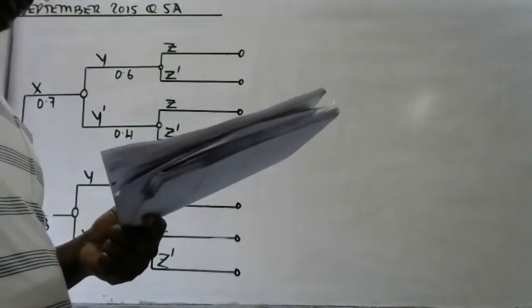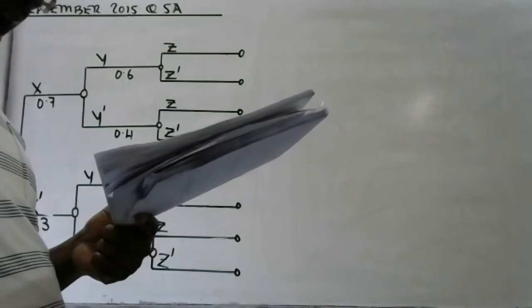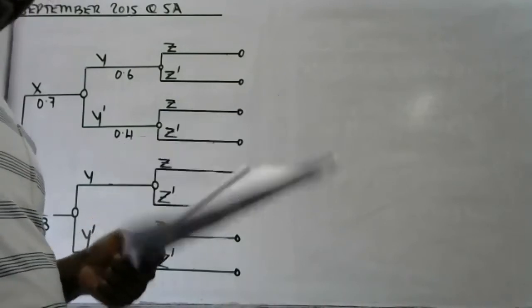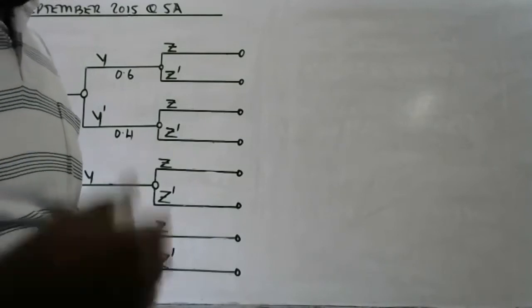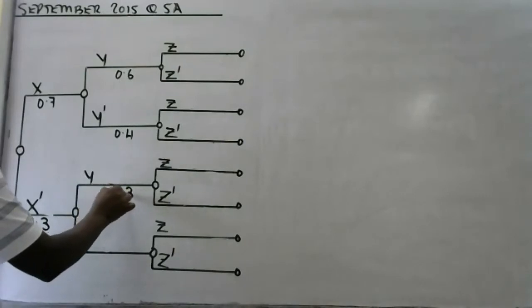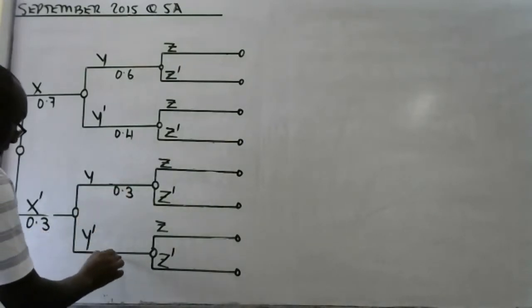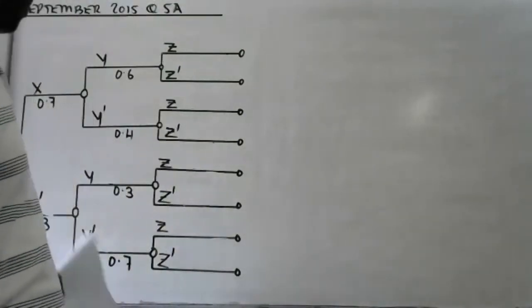Next. If X is not in good working condition, the probability that Y is in good working condition is a third. 1 divided by 3 is 0.3. So we can take 0.3 here, so that this becomes 0.7.